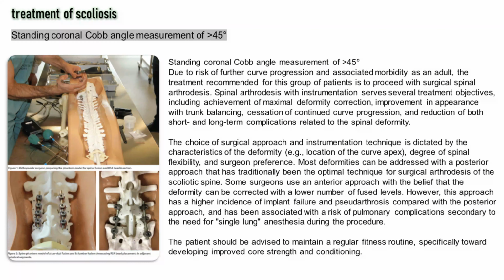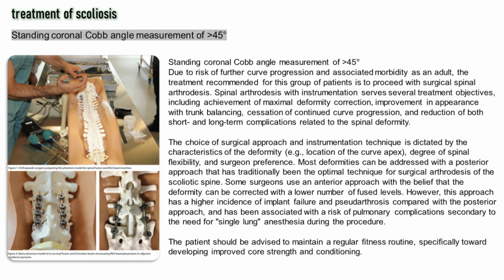Standing coronal Cobb angle measurement of greater than 45 degrees. Due to risk of further curve progression and associated morbidity as an adult, the treatment recommended for this group of patients is to proceed with surgical spinal arthrodesis. Spinal arthrodesis with instrumentation serves several treatment objectives, including achievement of maximal deformity correction, improvement in appearance with trunk balancing, cessation of continued curve progression, and reduction of both short and long-term complications related to the spinal deformity.